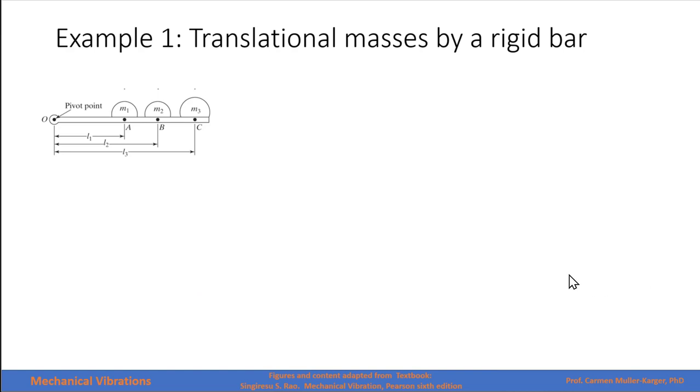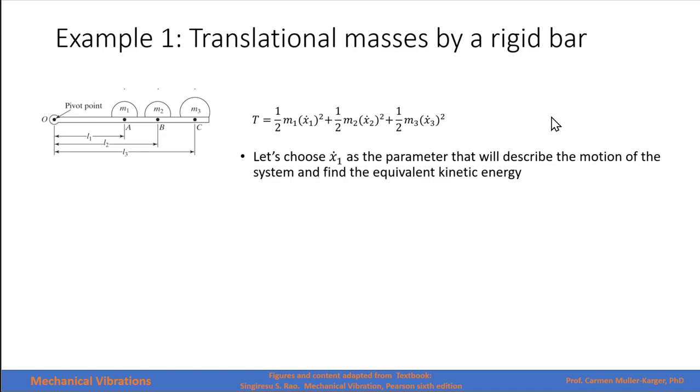Just to show an example, we have a bar over here that has a pivot point O, a fixed point, and the bar is rotating with respect to the point and has three masses attached to that rigid bar. We want to find the kinetic energy of the system to find an equivalent mass of the system. We will calculate the kinetic energy of the three masses, the first one, the second one, and the third one, and we will choose one of the variables as the parameter that will describe the motion of the system and find the equivalent kinetic energy with respect to that mass. And that variable will be my equivalent variable, and it's dot because we are considering it in terms of velocity.